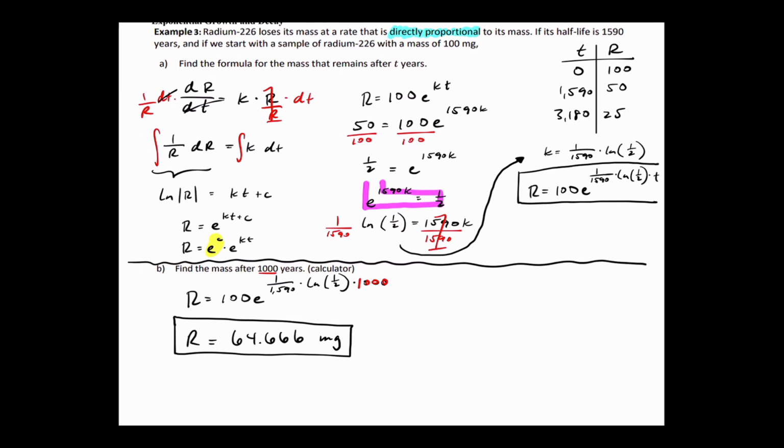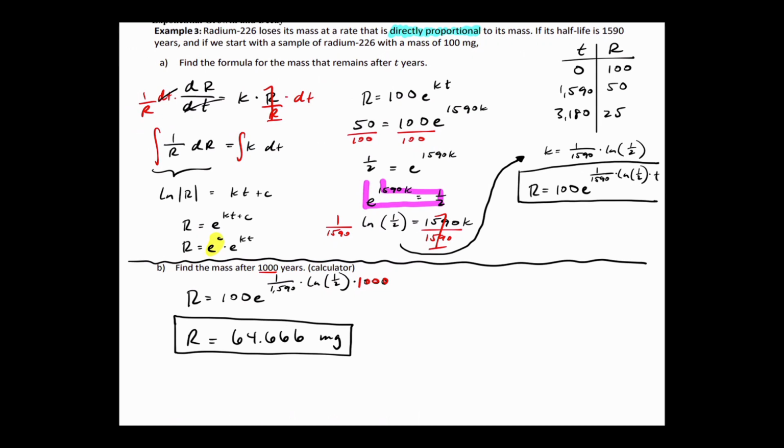Very last question. Does that number make sense given our table? Does it fit with what our table is? It does, right? From 0 to 1,590, we go from 100 to 50, right? 1,000 would be right in the middle there. That makes sense. Okay. And then tomorrow we'll finish this up.